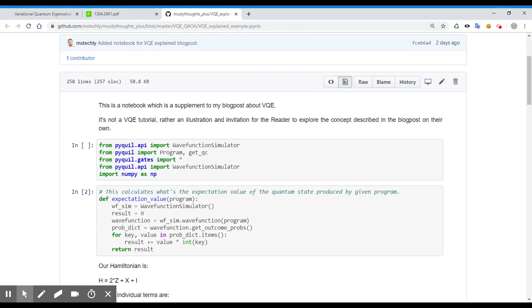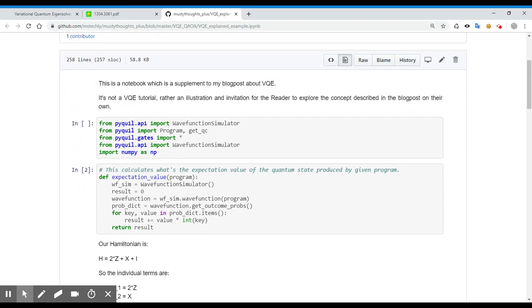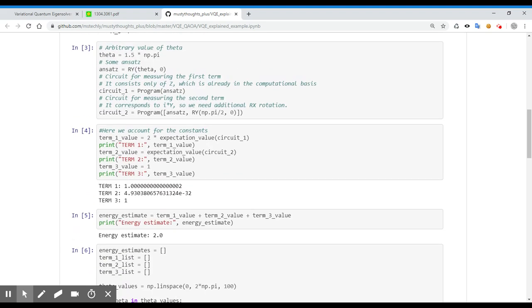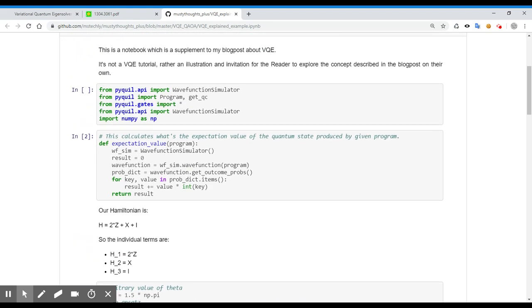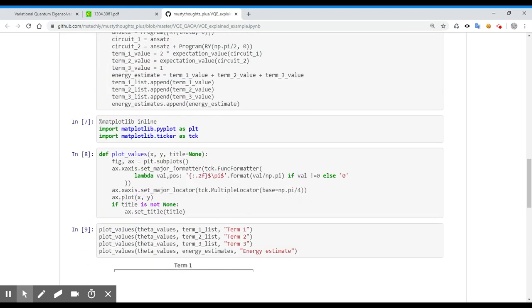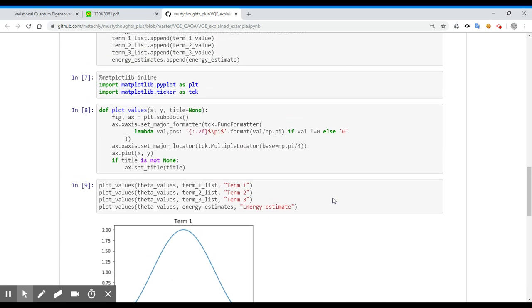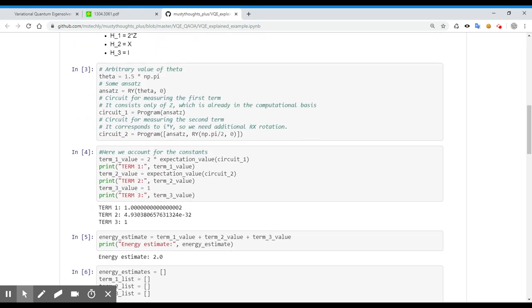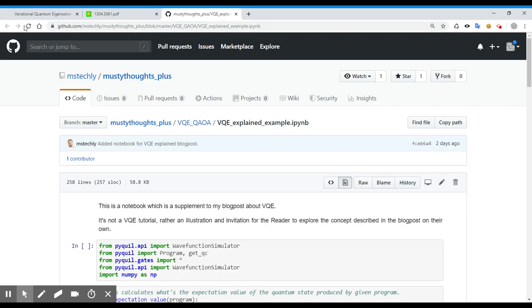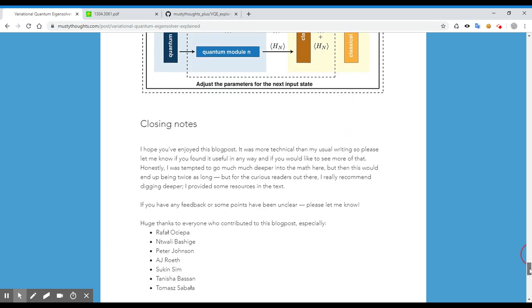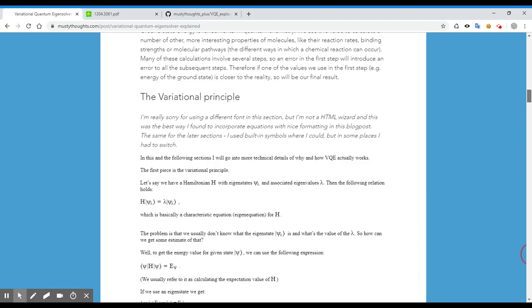Okay, so there's a notebook which is a supplement to my blog post about VQE. Okay, cool. So what is it about? We'll probably go through this. It's rather short, so we'll probably go through this as well. Let's go back to this and closing notes. Okay, let's see. Let's just go through this.